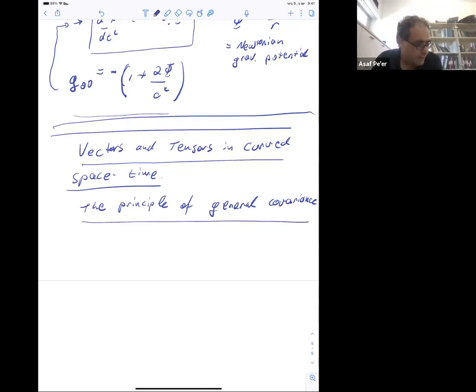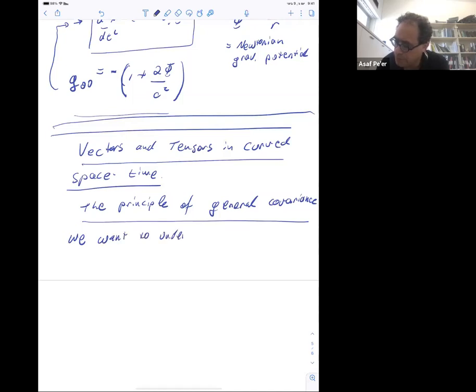So essentially, we want to understand how to write the laws of physics in curved spacetime.